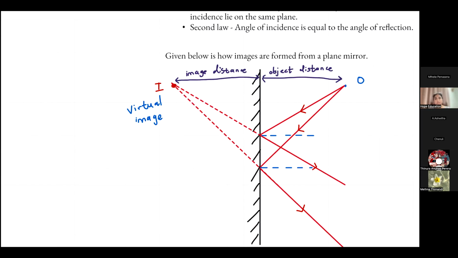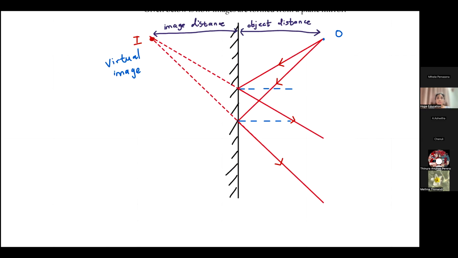Okay? So that means the object distance is equal to the image distance. Is that clear? Okay. All right. Time to draw this then.